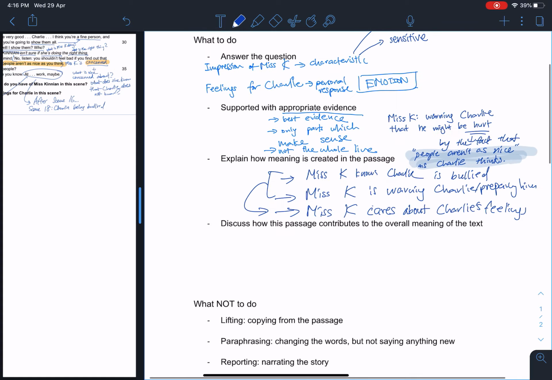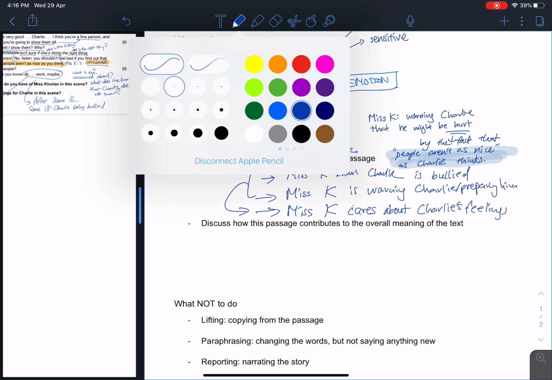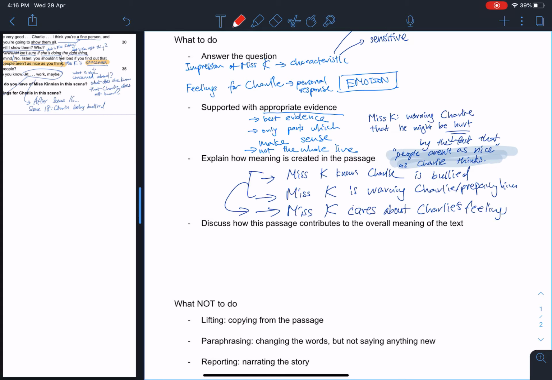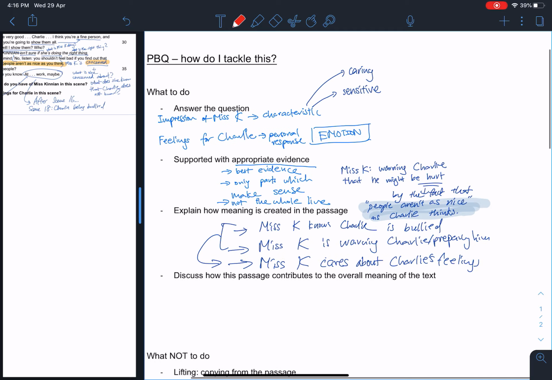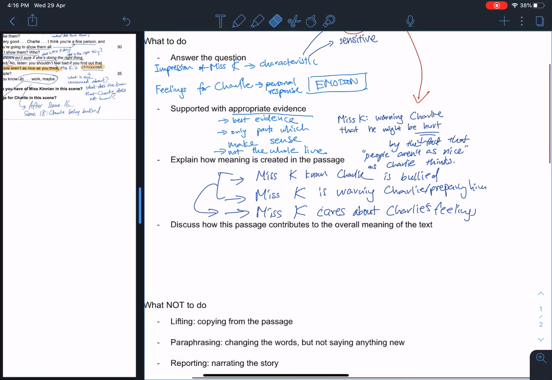So my explanation is that, let me refresh, okay? I'm going to use the color to highlight. I show you my thought process. I know from the scene, and I understood, that Miss K is caring. How did I know? I looked at what was happening, and I know that she doesn't want him to be hurt, and I picked out evidence.